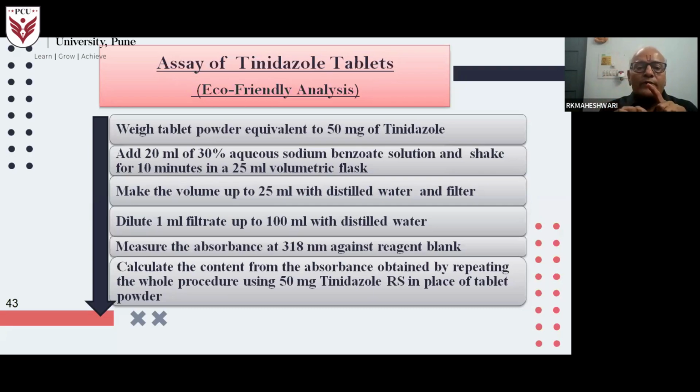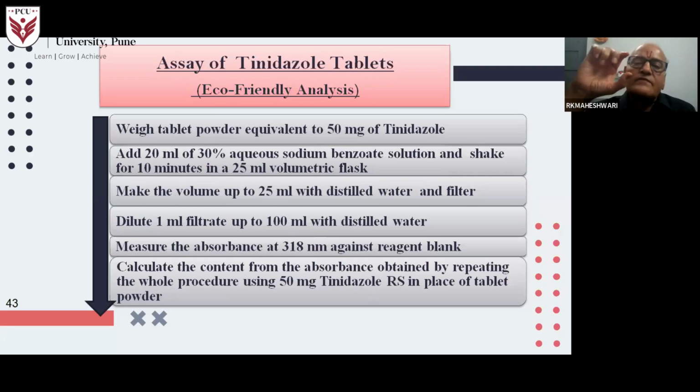The tablet powder has come here in a 25 ml volumetric flask. Then you add 20 ml of 30% sodium benzoate solution, the hydrotropic solution, and for 10 minutes you have to shake it briskly. During this 10 minutes of shaking, the sodium benzoate solution, or hydrotropic solution, will dissolve the indazole present in the tablet powder. Then further dilution is with water, not with sodium benzoate solution. Up to the 25 ml mark it will be diluted with water. So now the total volume became 25 ml.